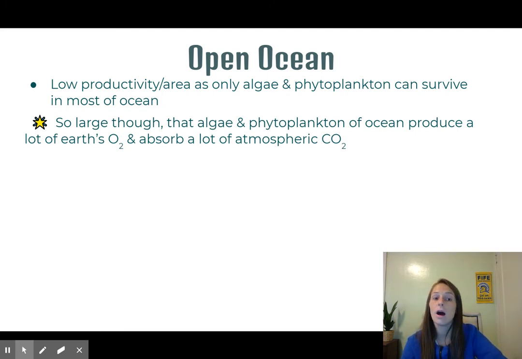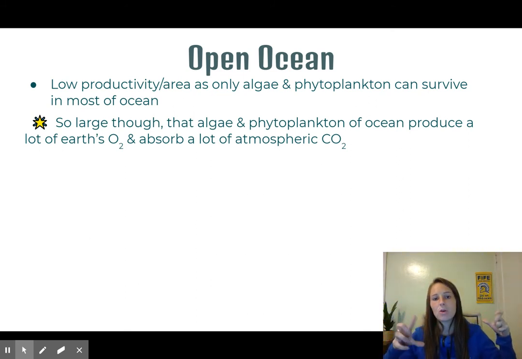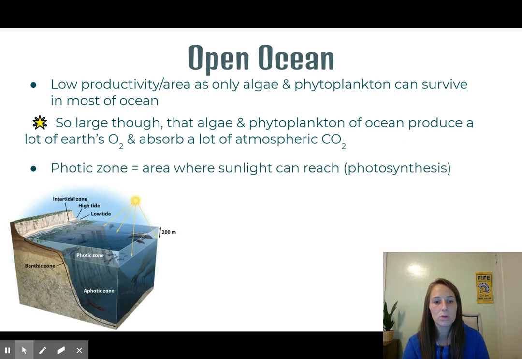However, even though it's not very productive, it is so large. I mean, think about a map of the ocean and how much of it you see. It is so large that the algae and the phytoplankton of the ocean actually produce the majority of Earth's oxygen and absorb the majority of Earth's atmospheric carbon dioxide. So even though it's not very productive, especially compared to a wetland or an estuary, there is just so much of it that cumulatively it actually produces the most oxygen. You're having the most amount of photosynthesis happening cumulatively.